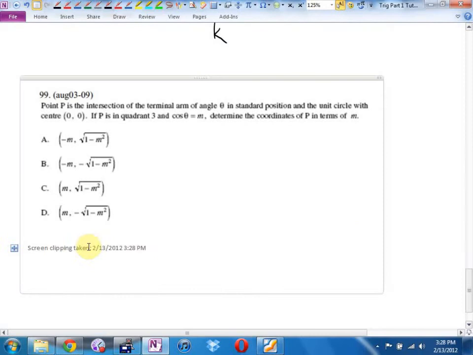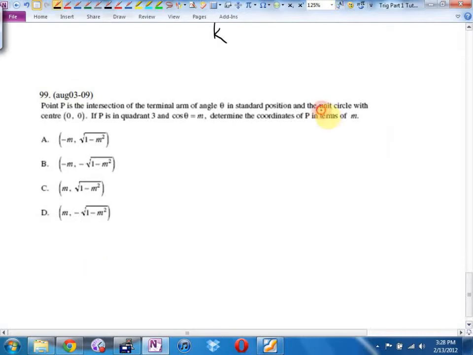Very similar to the question, Carly, you just asked me, which is why I don't mind doing it right now. It's kind of like, hey, let's review this. So they did mention the unit circle. Remember, as soon as they say that, I know R is 1. Nice. And they told me that cosine theta is M. Really what they've told me is that's my X coordinate, right? Because it's X over R, but R is 1. Y is going to be the square root of R squared minus X squared.